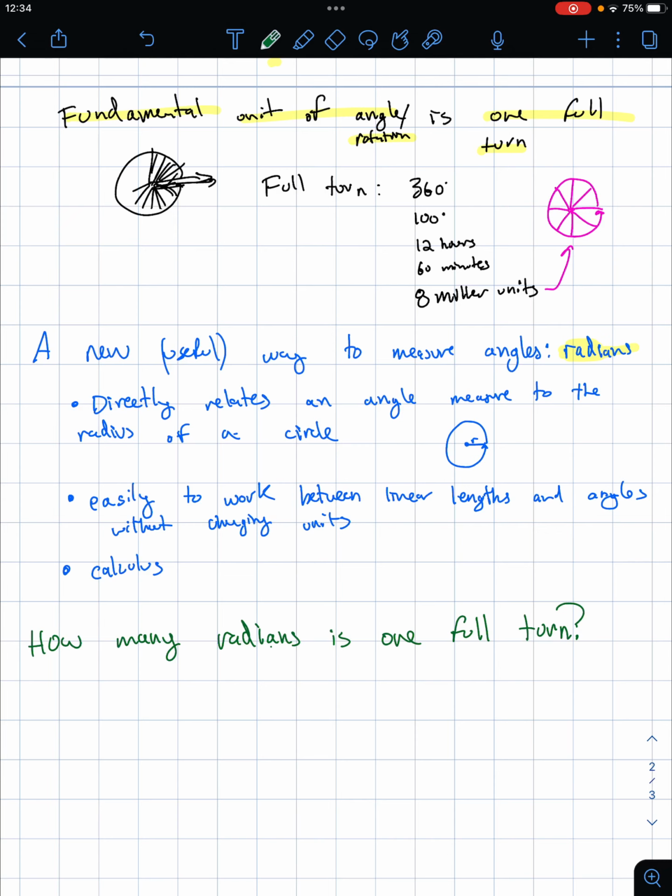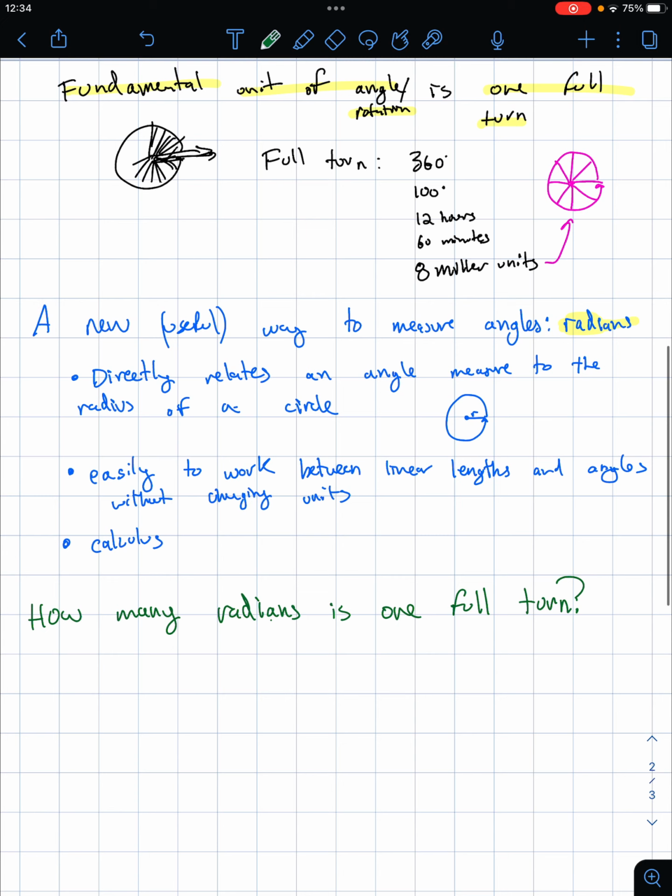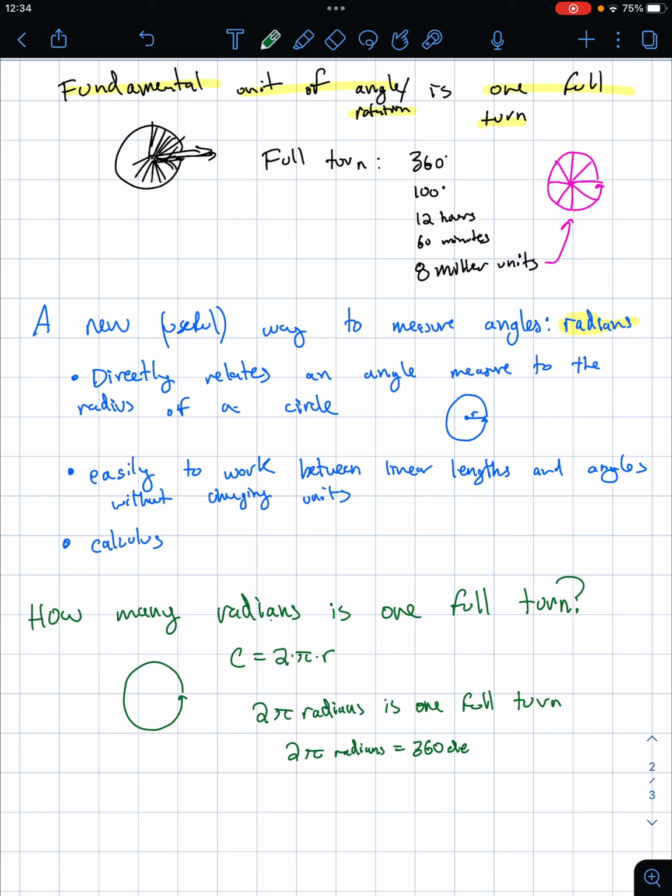Okay, so if I have this unit called radians, how many radians is going to be one full turn? What you should do is think about the circumference of a circle. The circumference of a circle is equal to 2 times pi times the radius. So it turns out that 2 pi radians is one full turn. Okay, and in a sense, 2 pi radians will end up being equivalent to 360 degrees. Both represent one full turn, or 8 Miller units, or 12 hours, or whatever.